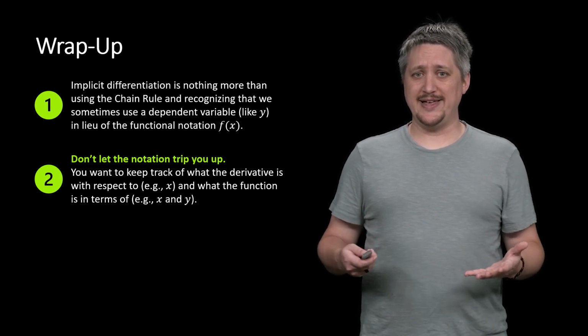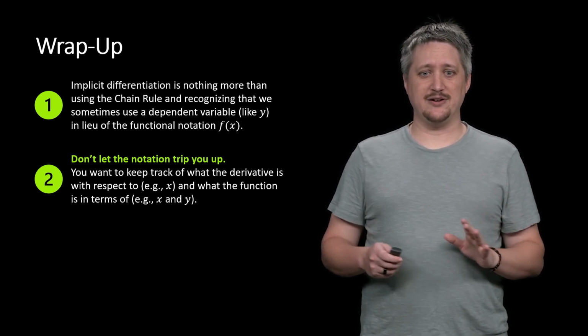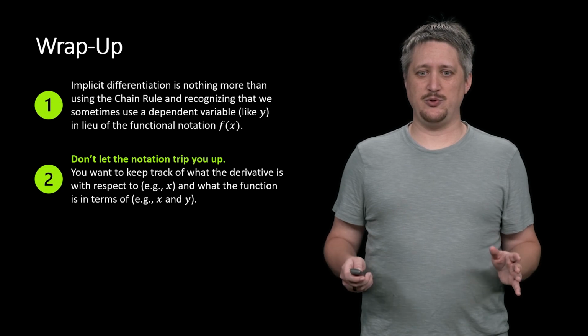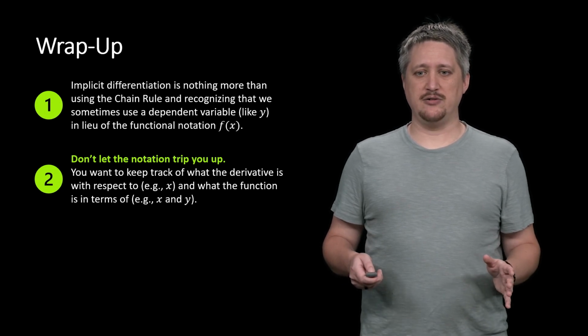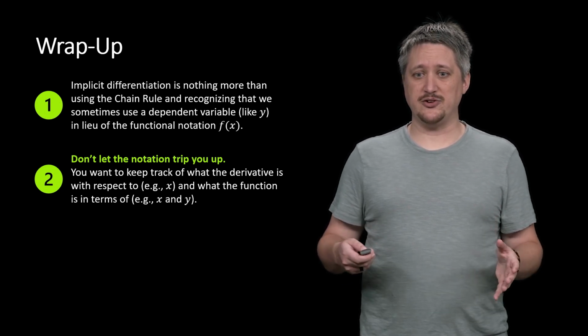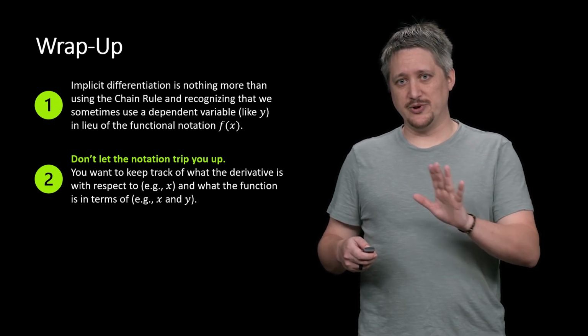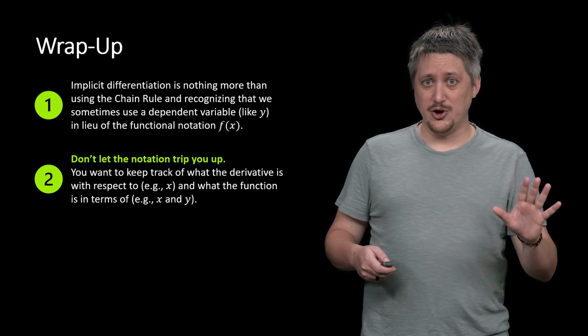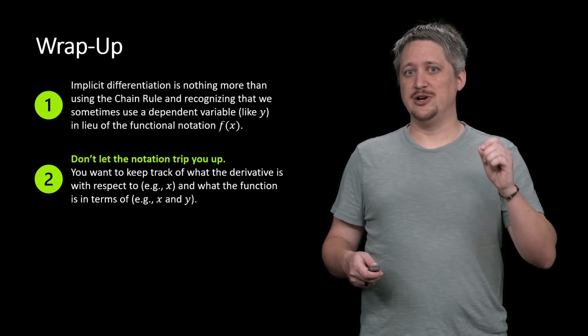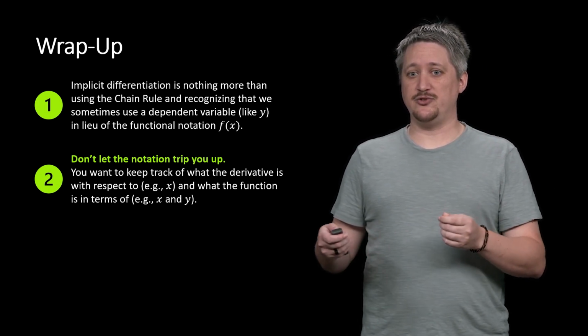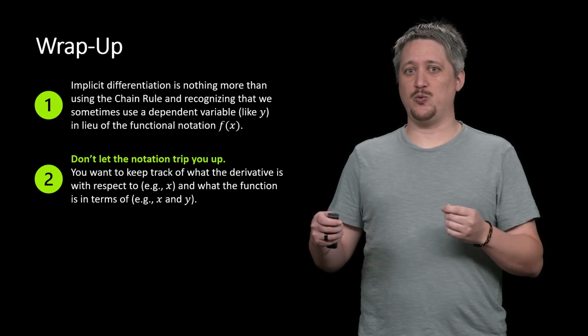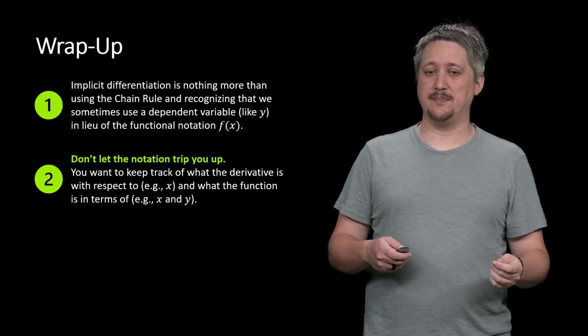but it's really the same thing. So to that end, big takeaway here: don't let the notation trip you up. If you want to keep track of what the derivative is with respect to, when you're doing the derivative, it's important to make note of what it's with respect to so that when you run into variables that do or don't match, you know whether it takes a prime or doesn't take a prime, right?